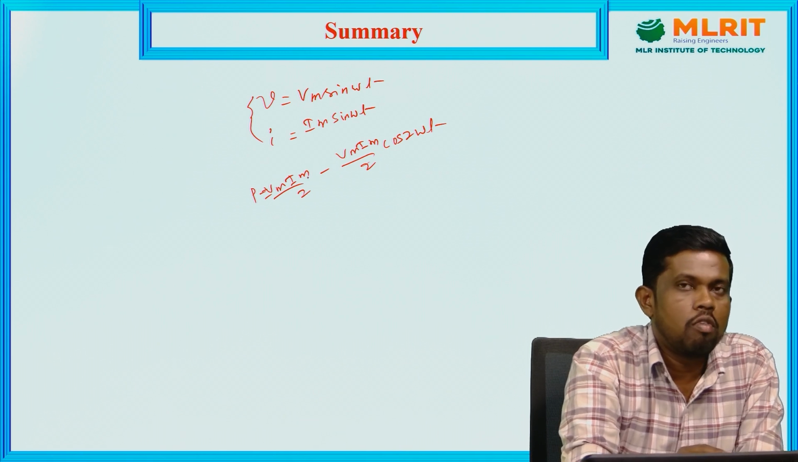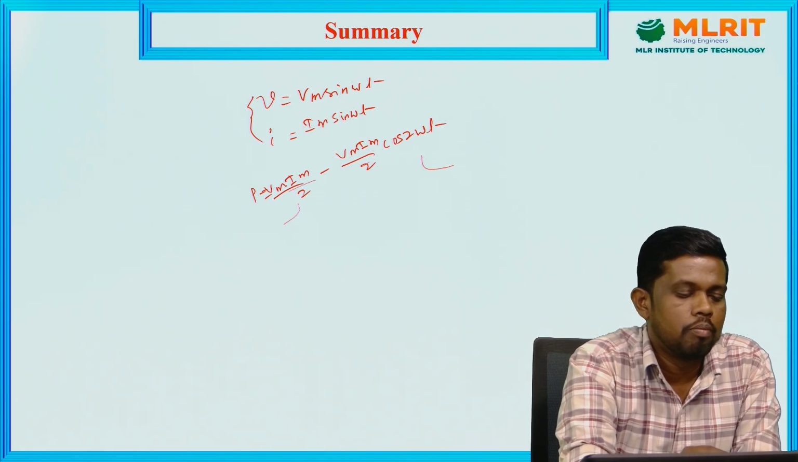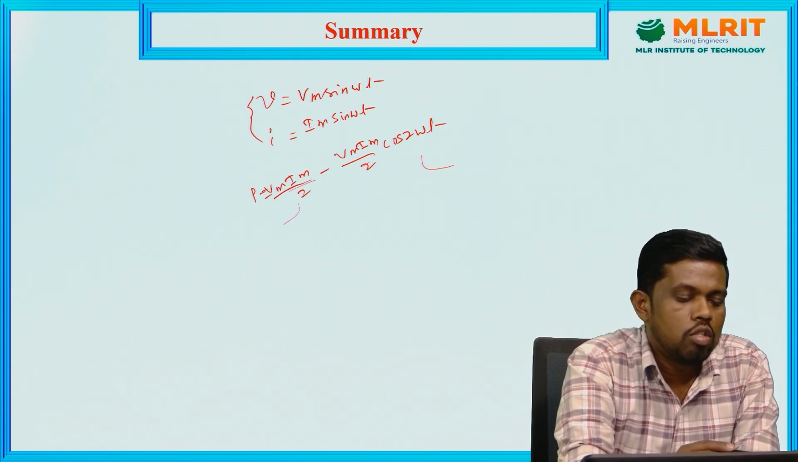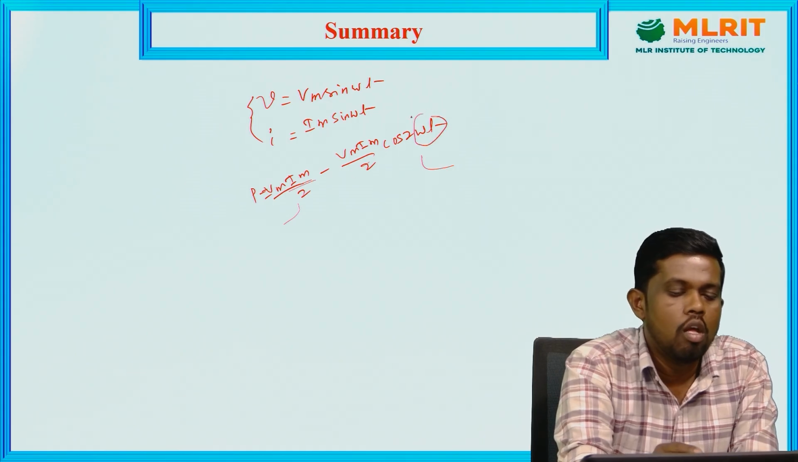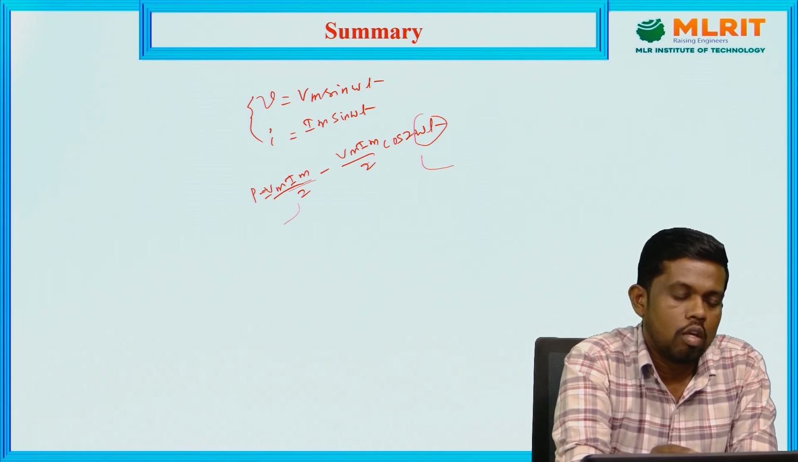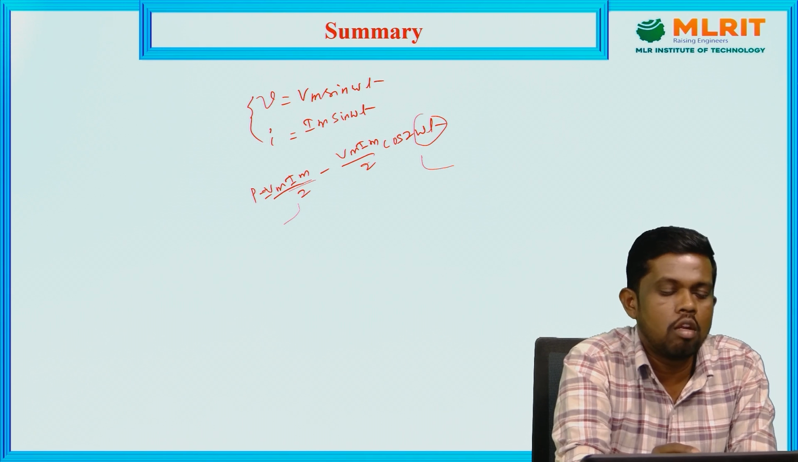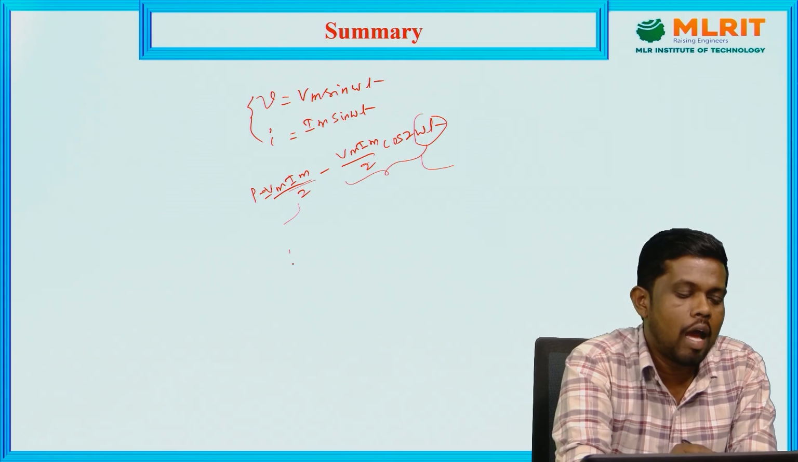In the instantaneous power we have two parts: one is a constant, the other one is a variable. There is no change in the constant term. The instantaneous power changes according to the variable term, because it varies with respect to time. It appears as a cosine function, and the average value of that term becomes 0. Therefore the average power taken by the resistor is Vm Im by 2, or Vrms into Irms.